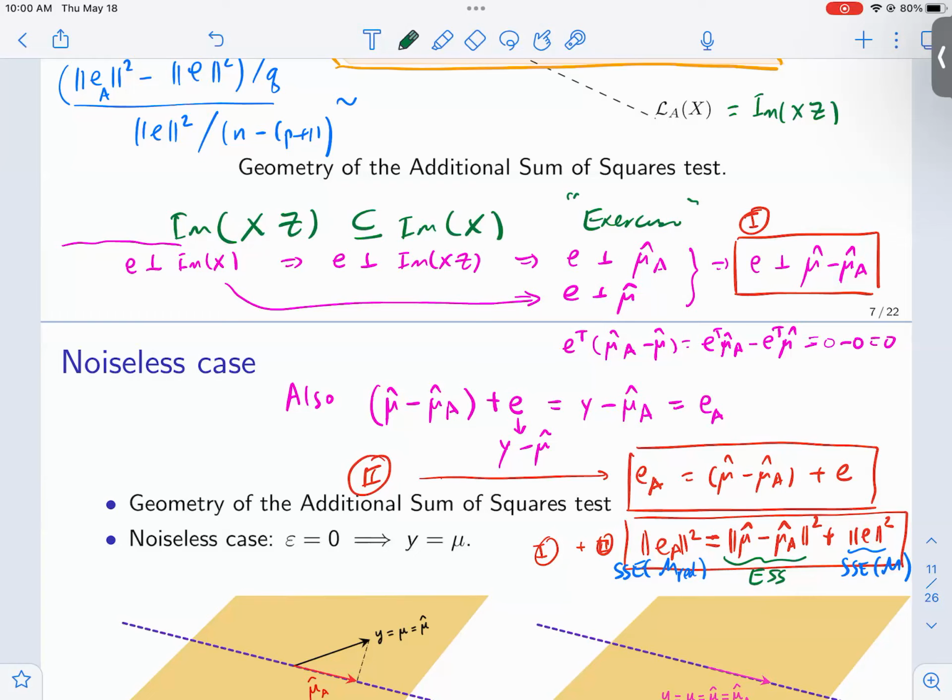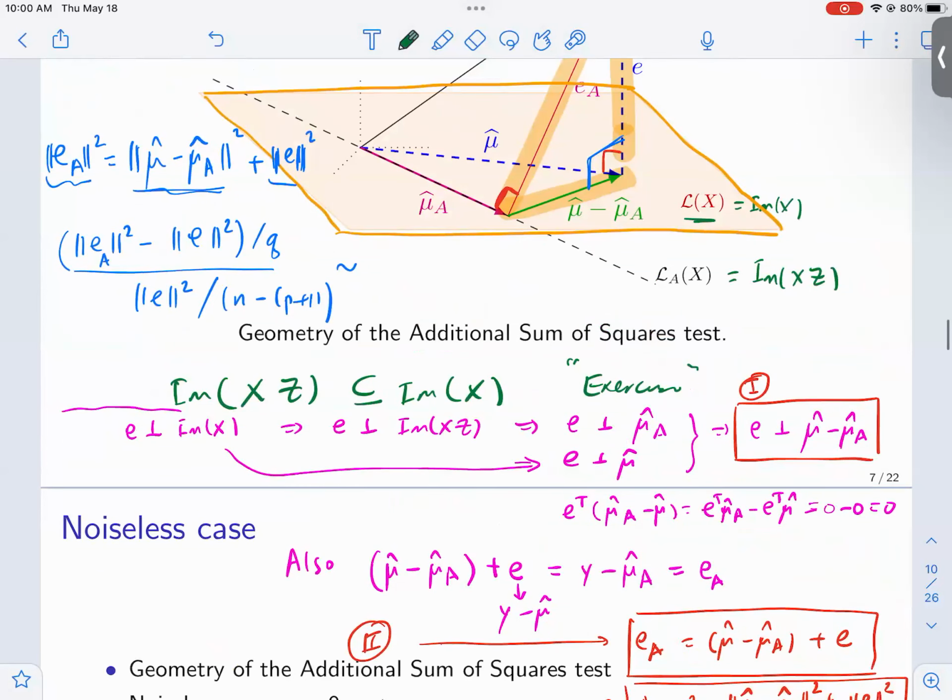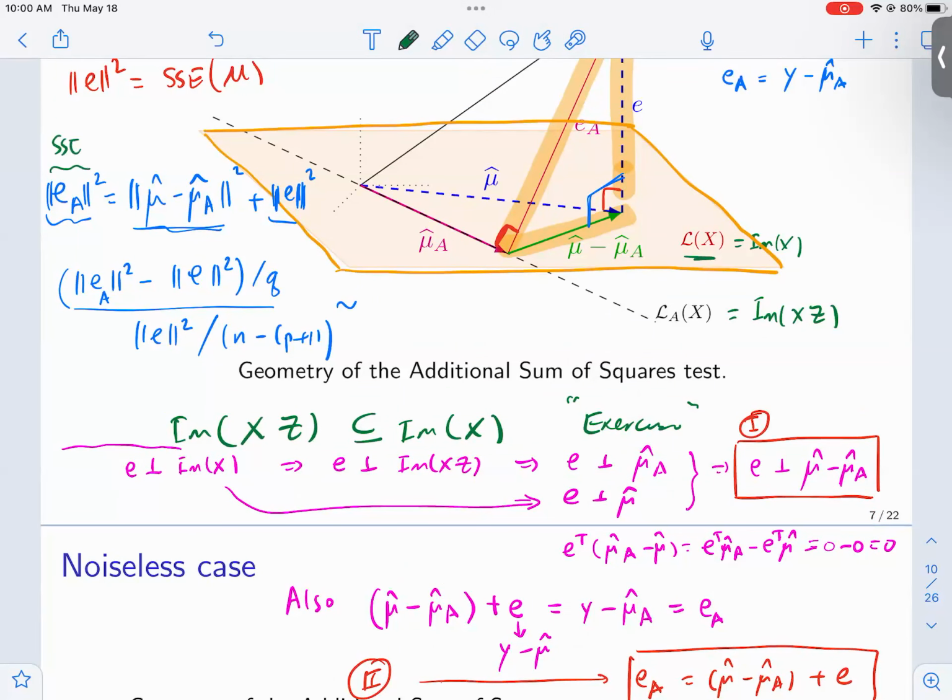So what are the interpretations, if you remember? The same quantity here: SSE of model reduced, extra sum of squares, and this is SSE. So what is the interpretation? What is the statistical interpretation of the SSE?